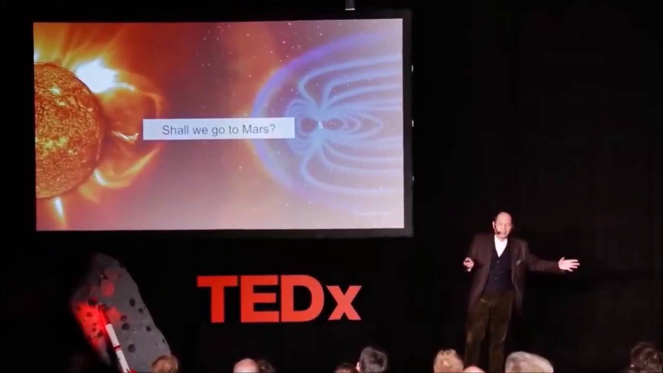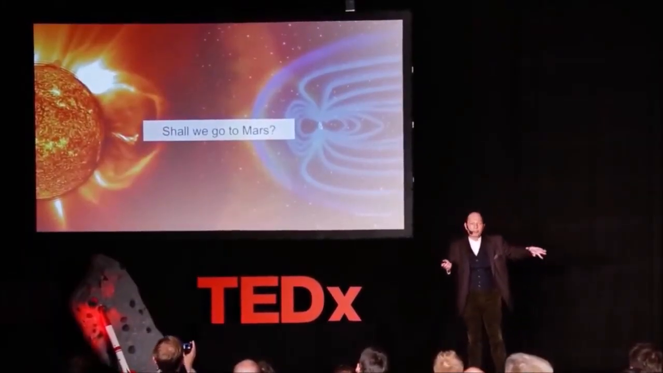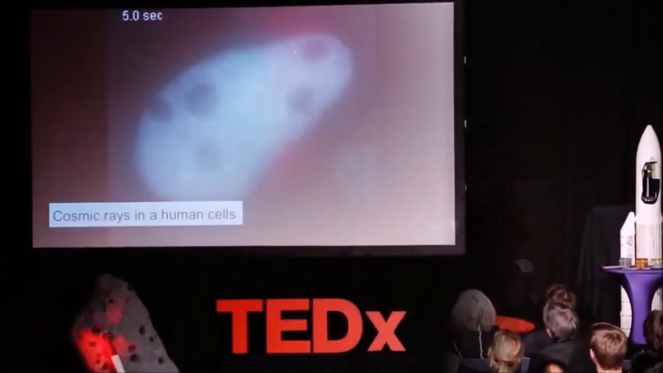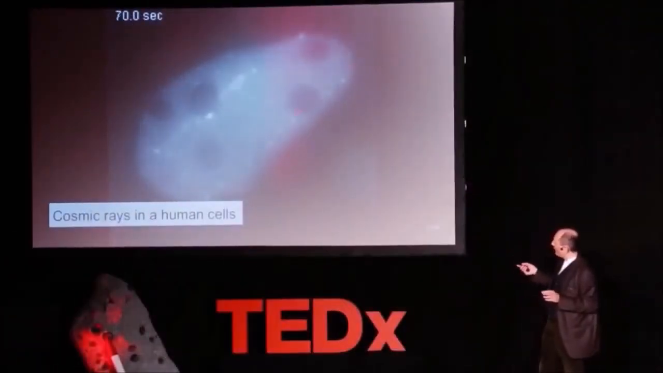Shielding, passive shielding can be a solution on the planet, but not really on transit. This is a beautiful image that you see. Going through the cells and making damage to the DNA.